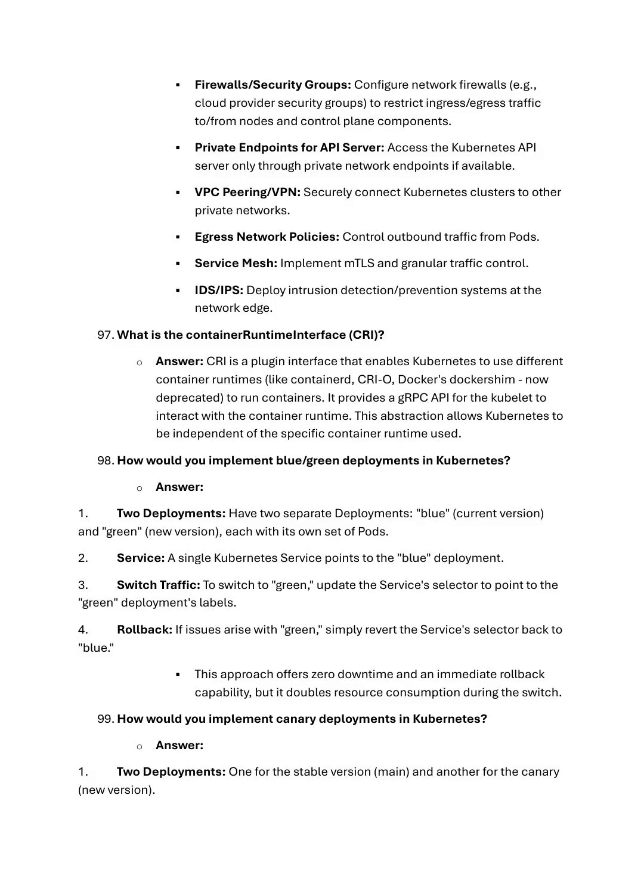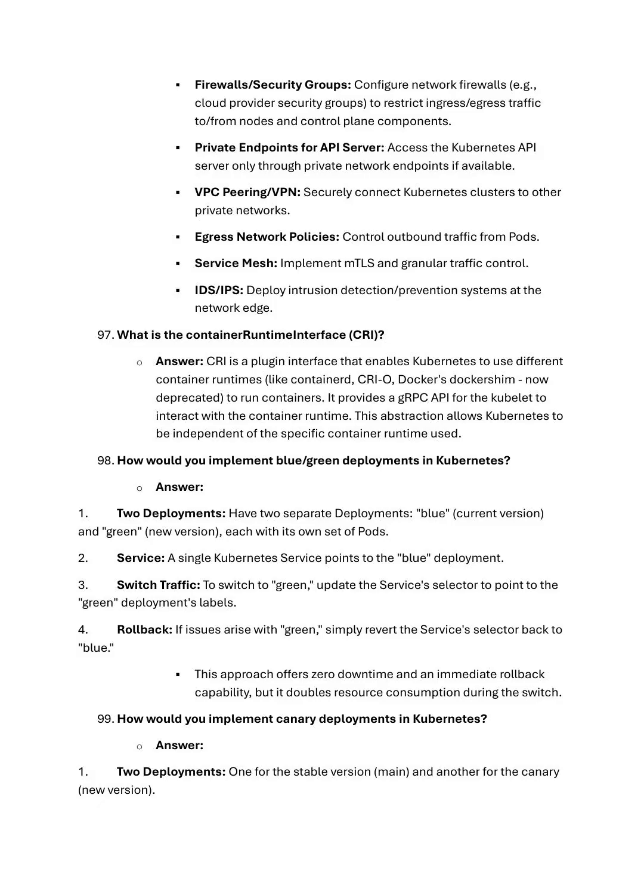97. What is the Container Runtime Interface, CRI? Answer. CRI is a plugin interface that enables Kubernetes to use different container runtimes, like containerd, CRI-O, Docker's Dockershim, now deprecated, to run containers. It provides a gRPC API for the kubelet to interact with the container runtime. This abstraction allows Kubernetes to be independent of the specific container runtime used.